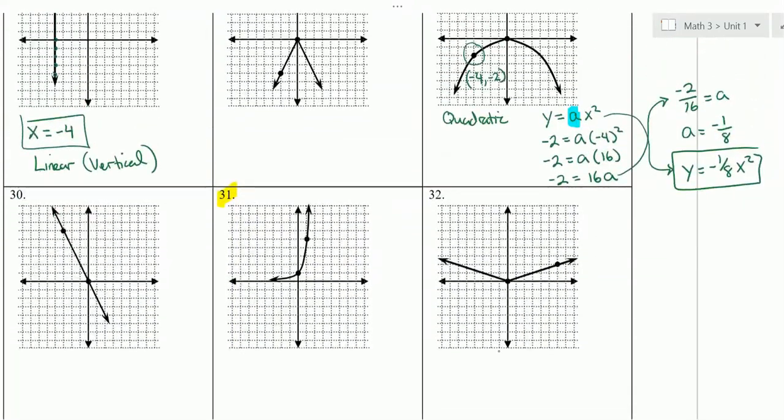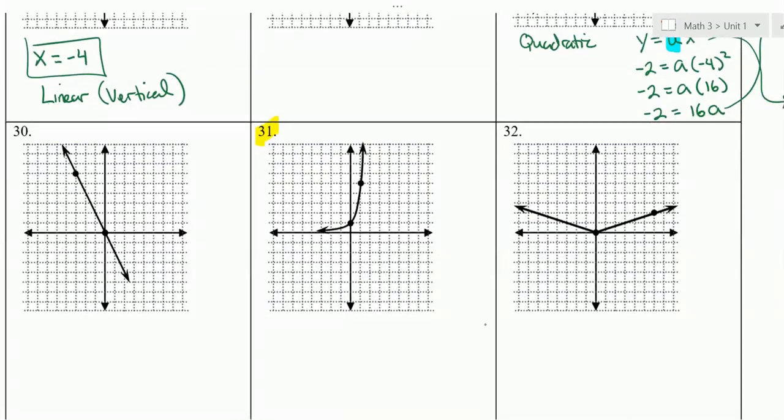Last one I want to do with you is number 31. 31 is not linear. Should be obvious. You got this curve. It's not quadratic because it's not symmetric. You don't have this U shape. This has got to be exponential.